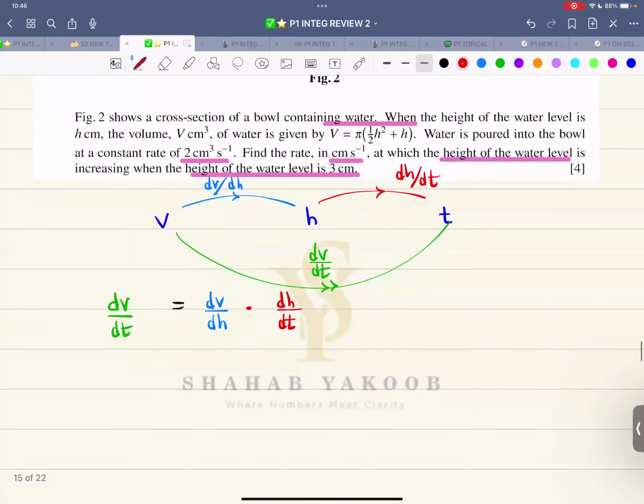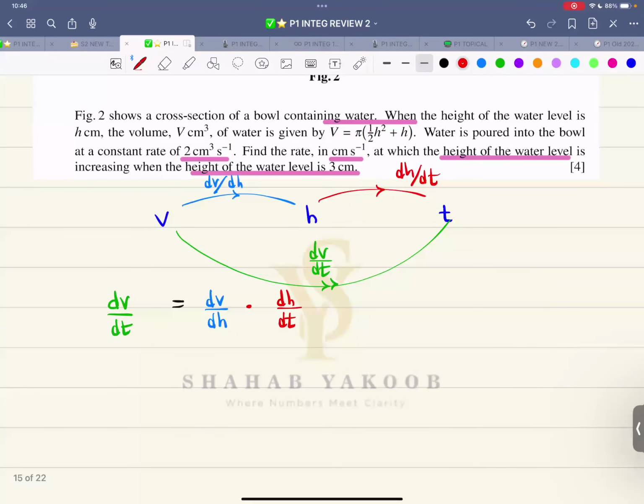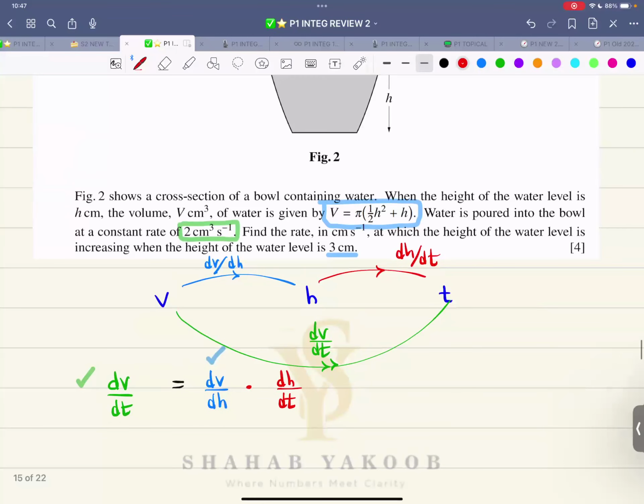Now, what do we have? Let me just remove all this highlighting. First of all, dv by dt, how is volume changing with respect to time? That is 2 centimeter cube per second. And then we have v in terms of h. If I differentiate this, I'll get dv by dh, and I'll plug in the value of h equals 3. So let me first solve this.